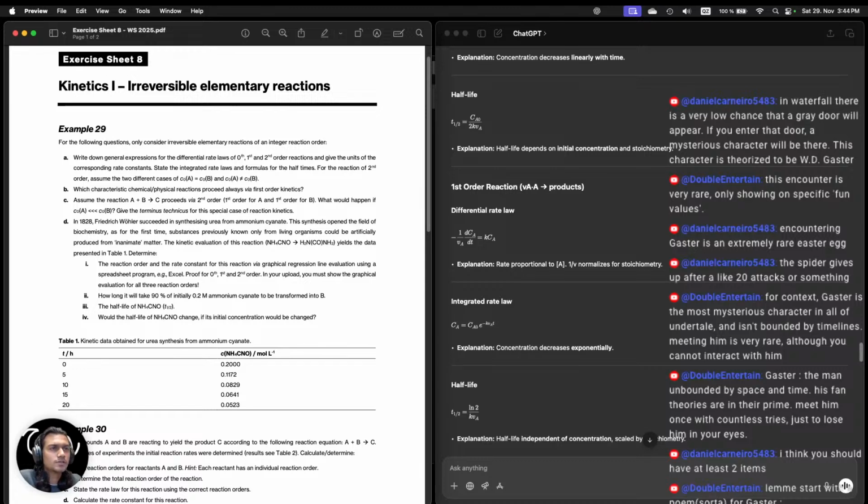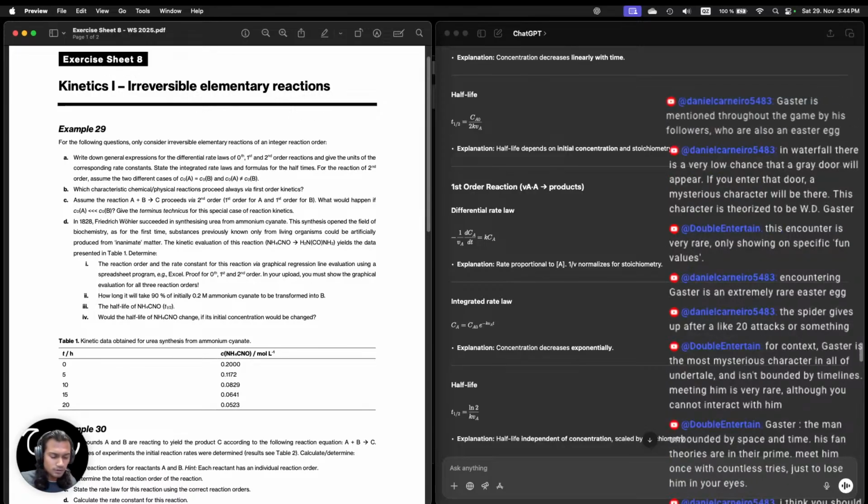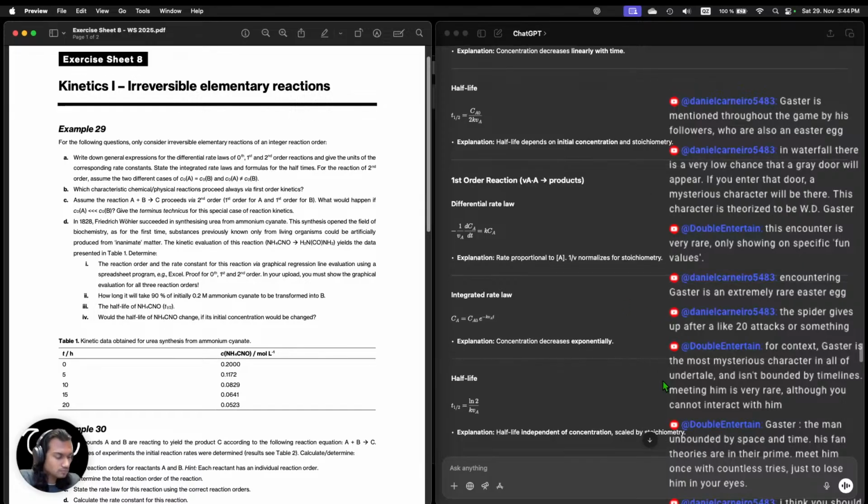Waterfall. Where exactly is this waterfall? Do you think I have come across the waterfall? I believe so, because I do remember a waterfall. Concentration decreases exponentially. Mm-hmm.